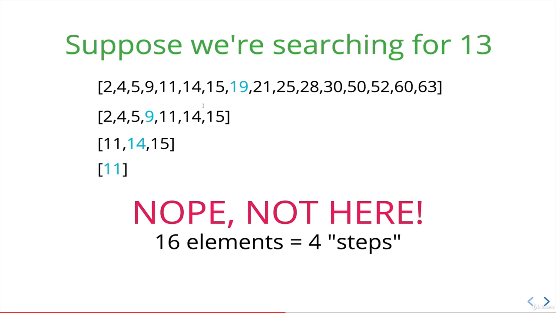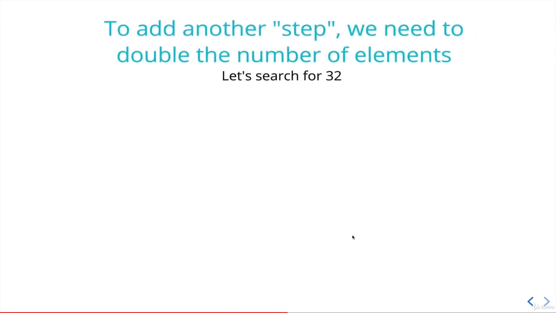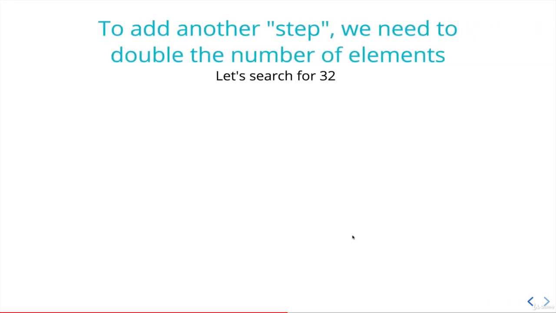If we were looking for 9, for example, it takes 2 steps. If we're looking for 14, it would take 3 steps. But if we're looking for something that's not in there, or the very worst case, it took 4 steps. Now, 16 elements, 4 steps. Let's grow our array. Let's double it in size. So instead of 16, I'm adding 16 more elements. So we have 32 elements in our array.